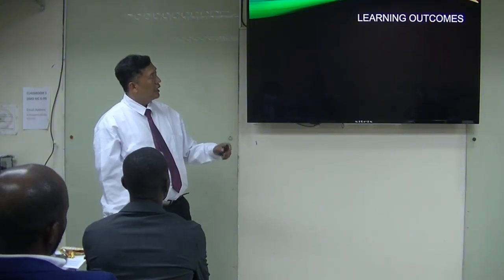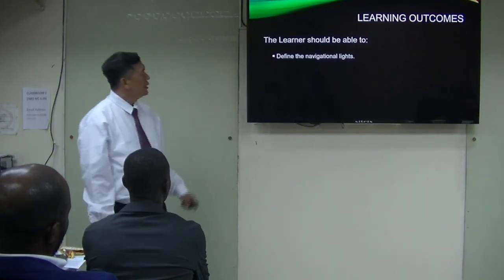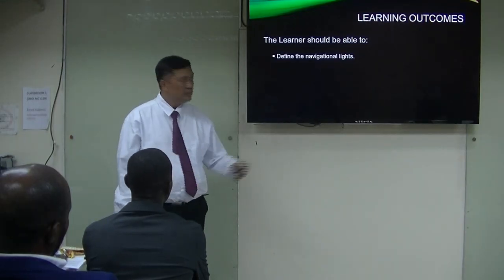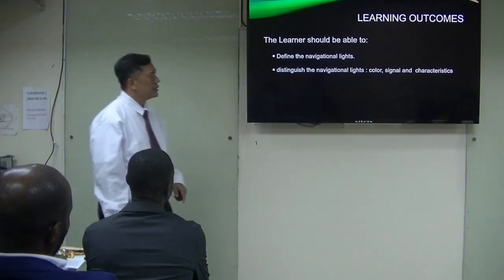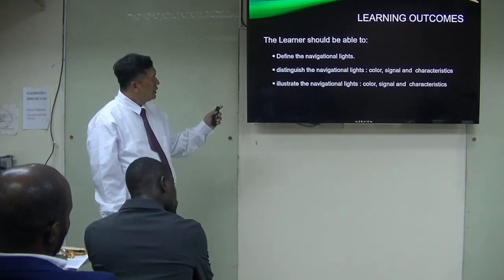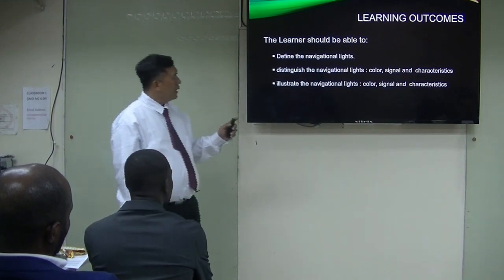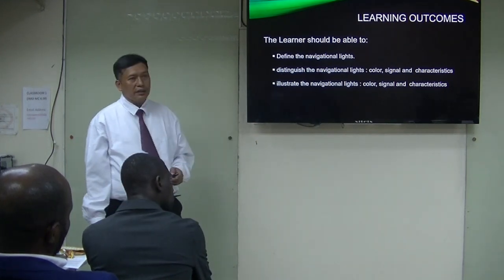Our learning outcomes. The learner should be able to define the navigational lights, distinguish the navigational lights, colors, signals, and characteristics. Then, the learners should be able to illustrate the navigational lights, color, signal, and characteristics.